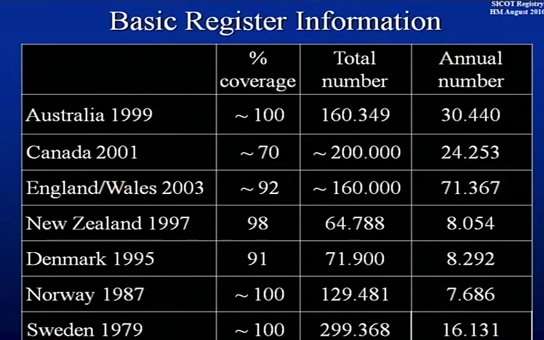So you can look at the basic registry information: when these registries have started, the percent coverage. Canada is still not good enough. They need to get higher in order to get into the real society. Total number so far presented, and the annual number in the latest presentation. So UK, or England, Wales, as it should be named, 71,000 total hip procedures in the latest report. They are collecting very fast, very important data.